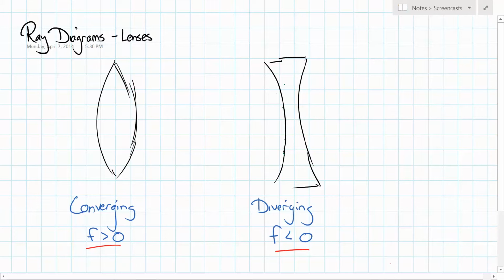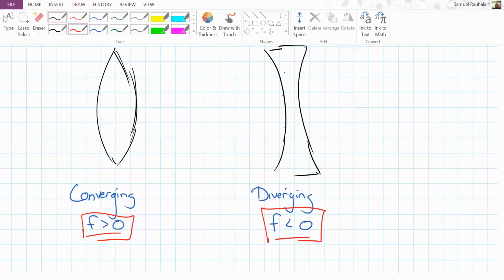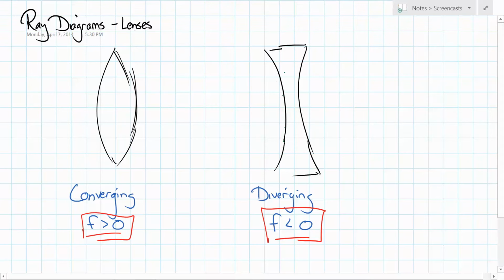Okay, we've come to the last topic in geometric optics that we're going to worry about here, and that's lenses. So let's talk a little bit about what ray diagrams look like when we're dealing with lenses. We've got two basic categories: converging lenses, which will have a positive focal length, and diverging lenses, which will have a negative focal length. This is just like concave mirrors and convex mirrors had positive and negative focal lengths, except there was kind of an easy physical reason for thinking about it.